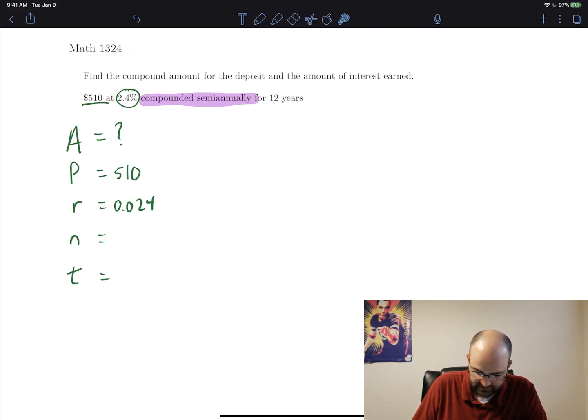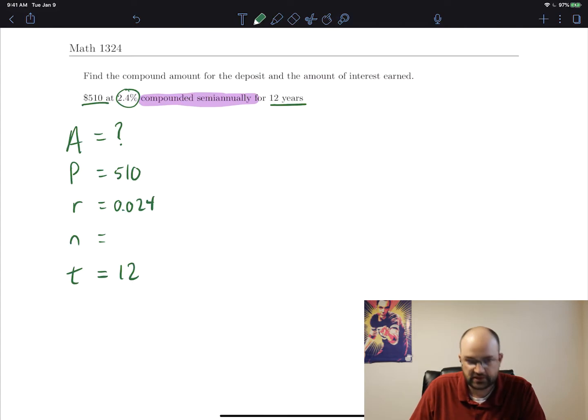N is the number of compounding events. I'll come back to that. And T is time in years. It should always be in years. And that's 12. Good. So 12 years. And compounded semi-annually. Semi-annual means twice a year. Quarterly means 4 times a year. Semi-annual and biennial means twice a year. What would 6 times a year be? I'm not sure. Monthly, of course, would be 12 times a year.